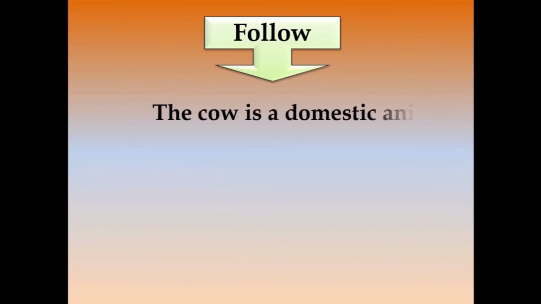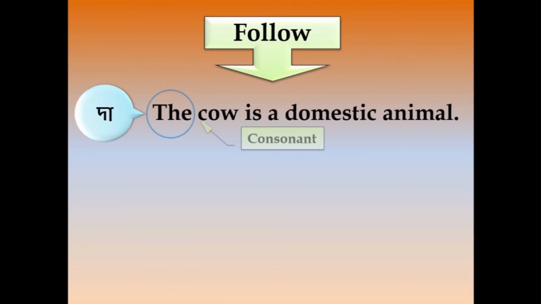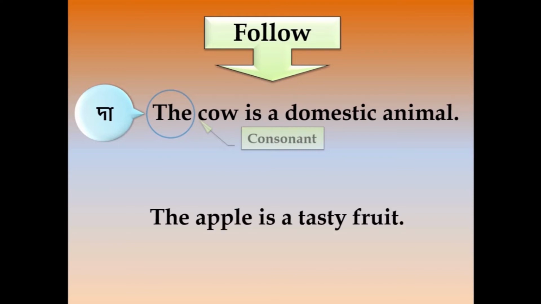Now follow. It will be the cow is a domestic animal. Consonant. So it will be the. And now you can't say the apple. It will be the apple is a tasty fruit because you have vowel now. So it will be the.